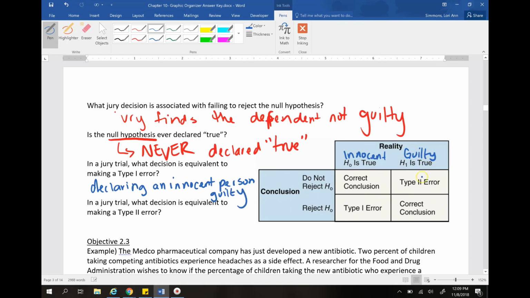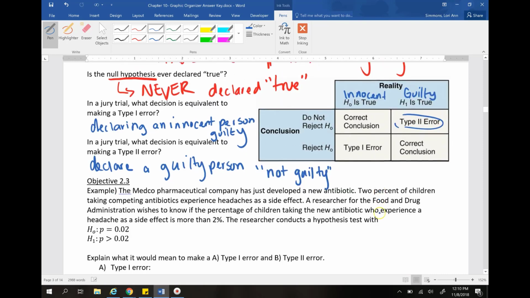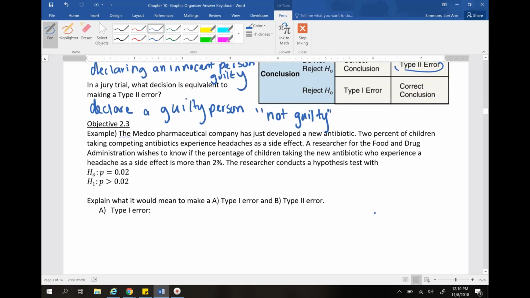Type 2 error, here's type 2. So they are guilty, but we're not rejecting that. So we're declaring a guilty person not guilty in a trial. So hopefully this helps you visually understand what type 2 and type 1 errors are. Let's look at an example.